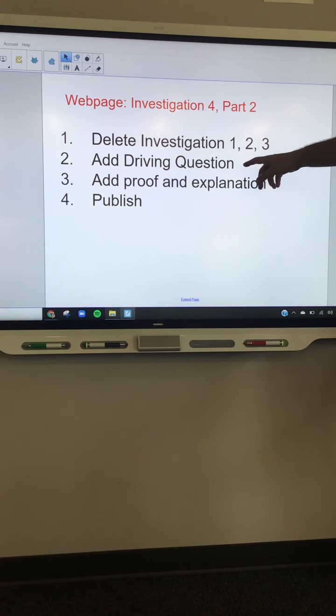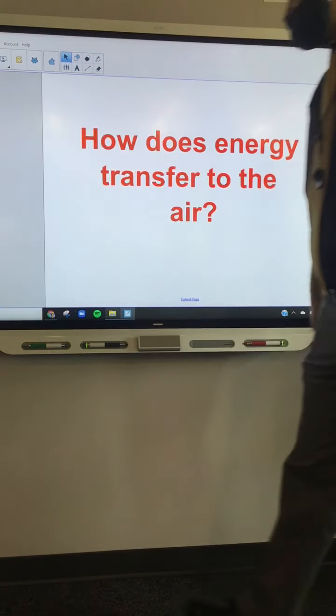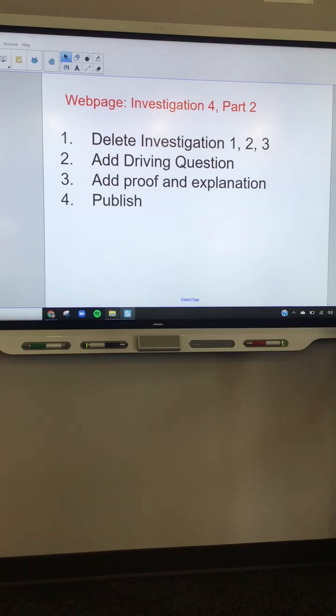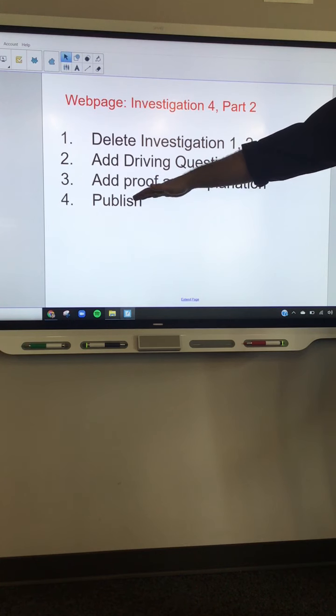Add your driving question for Investigation 2, Part 4. I'll put it back up on the board: How does energy transfer to the air? Add your proof, which was pictures of the experiments that we did. You can take a picture of something like this, or of the other little sample we did yesterday with the two bars. And then you're writing about that. And don't forget to publish everything at the end.